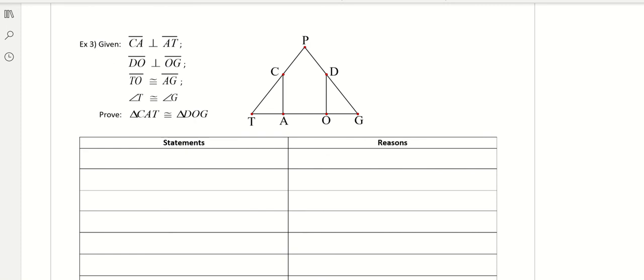CA is perpendicular to AT. We know we have a right angle there. DO is perpendicular to OG. We know we have a right angle here at vertex O. So angle CAT is congruent to angle DOG.